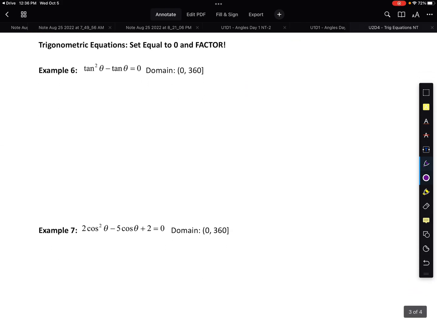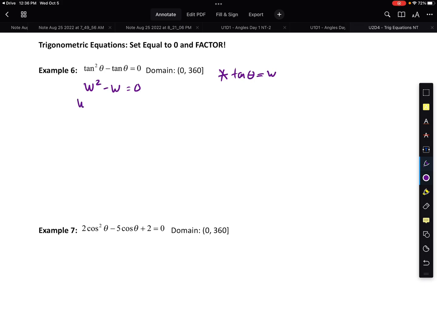Now getting more complicated. All right, getting more complicated in this scenario. Tan squared theta minus tan theta equals 0. One thing that helps me is that I can say something like tan theta equals w. So I can make this w squared minus w equals 0. I like doing this because it gives me the visual of the algebra, not the trig.